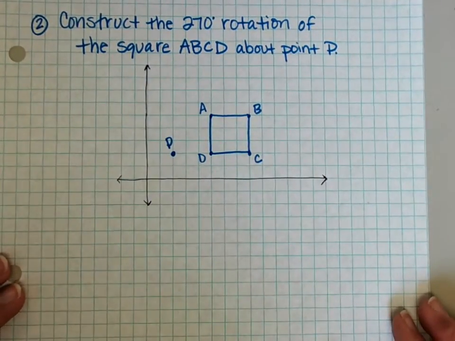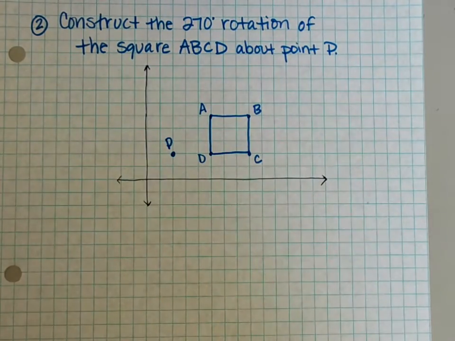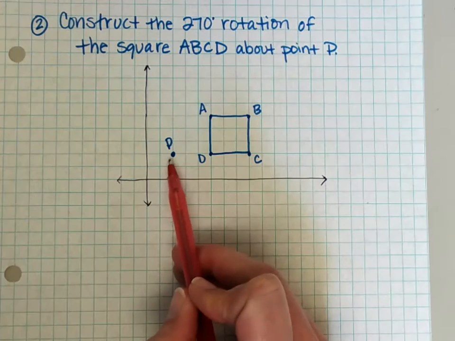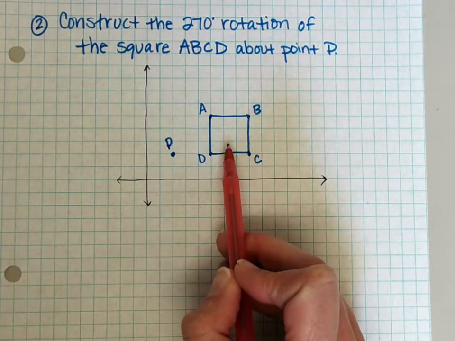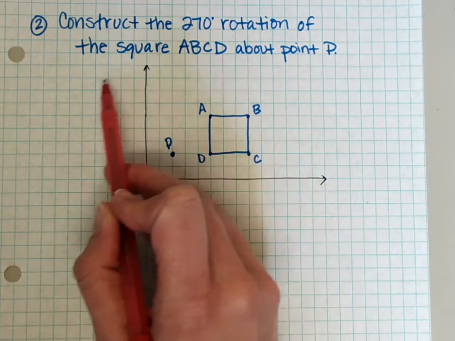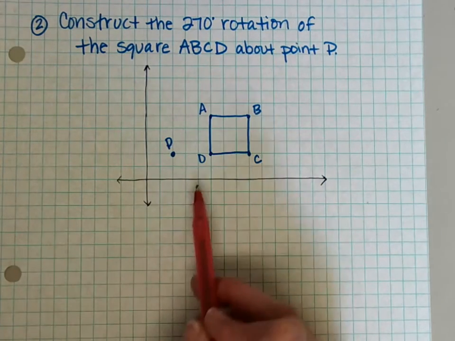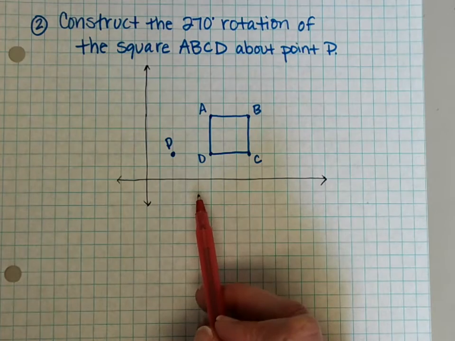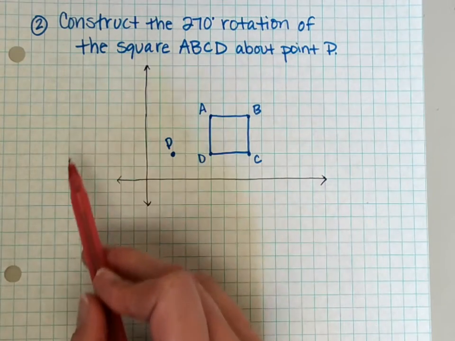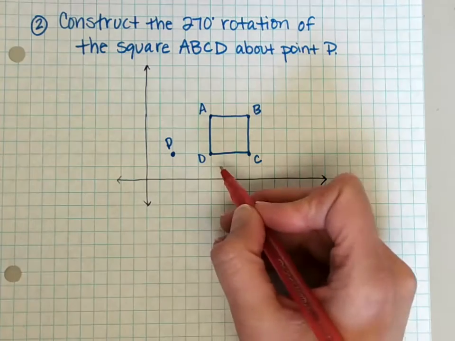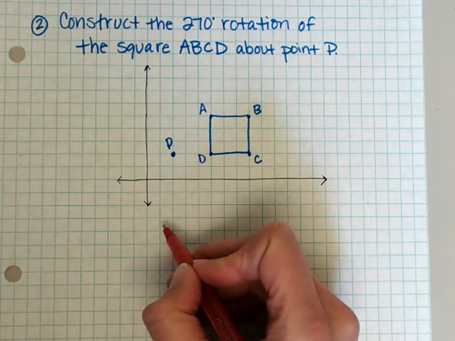Problem number 2. Construct the 270-degree rotation of the square ABCD about point P. So I need to find point P. It's right here. I'm going to take this square and I'm going to rotate it 270 degrees. If I do that, I'm going to go all the way around this way, and you are definitely welcome to go in that direction. But if you remember, a circle adds up to 360 degrees. So if I went backwards, it's kind of a cheat way to do it.